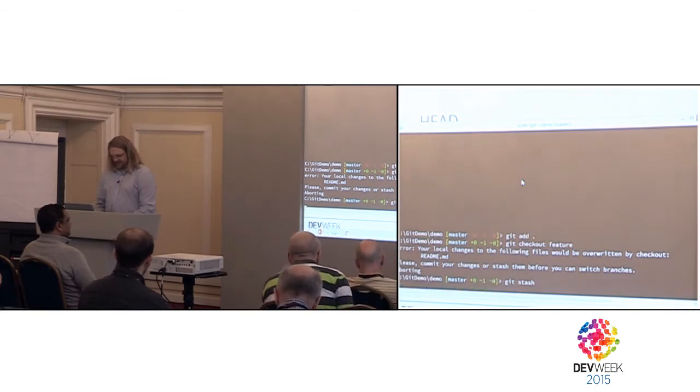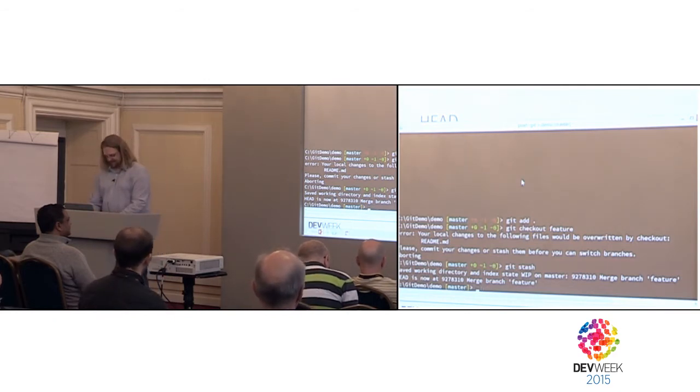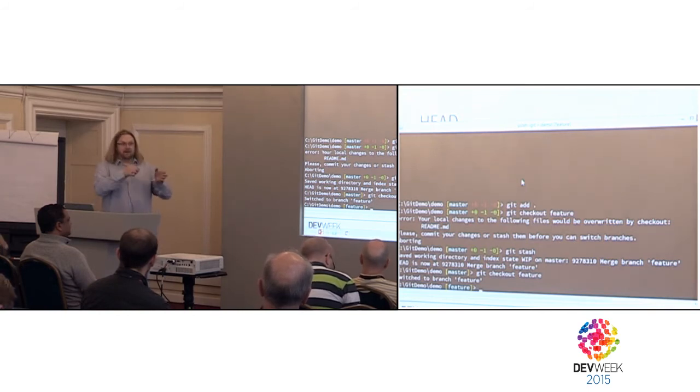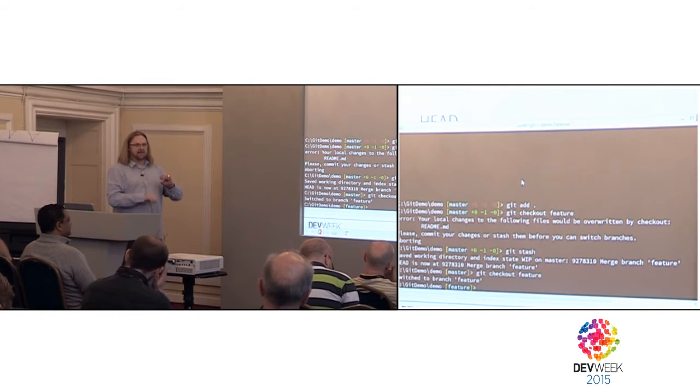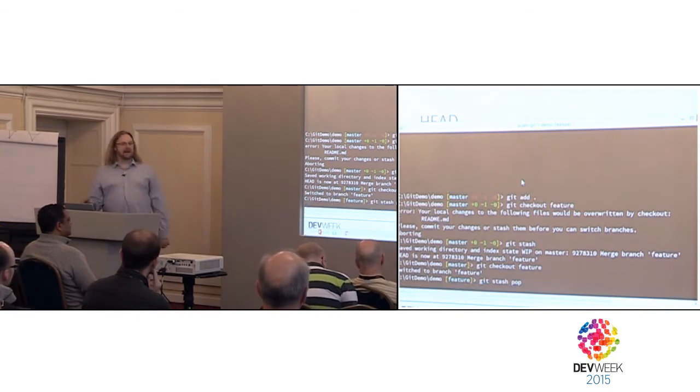So just stash the changes, and it's like a stack. So that change has now been pushed onto the top of a stack. Right? I can now git checkout feature. So I'm now on my feature branch. The changes have been stashed away. So they've been pushed onto the stack and removed from my working copy, right? I can now git stash pop. So I'll pop it off the top of the stack, reapply it.